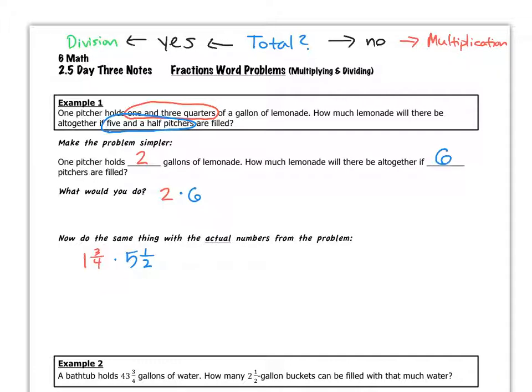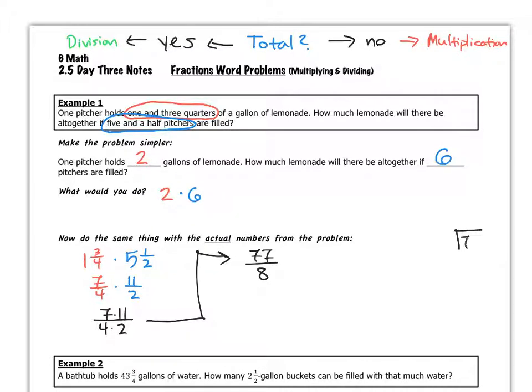The first thing I need to do is make my mixed numbers improper fractions. 1 3/4 becomes 7 over 4. And then 5 1/2 becomes 11 over 2. So I'm going to do 7 times 11 over 4 times 2. And because I can't cancel anywhere, I'll just multiply straight across. 7 times 11 is 77. And then 4 times 2 is 8. So I get the improper fraction 77/8.